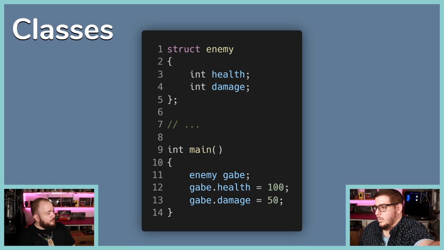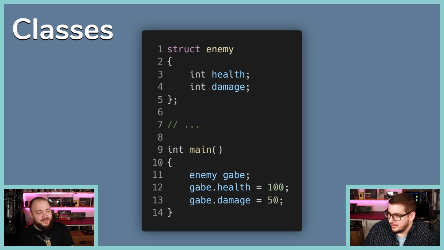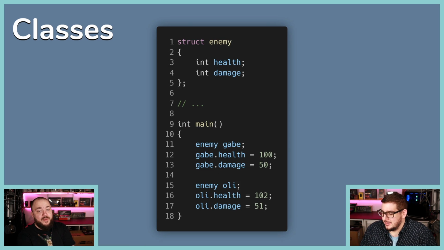Okay? Out of focus. Checking the camera. There we go. So if I wanted to make another enemy, I would say enemy Ole, and then Ole.health and Ole.damage. You're stronger. A little bit. Just a little bit. You're still up there. Optimization. Okay, there you go.